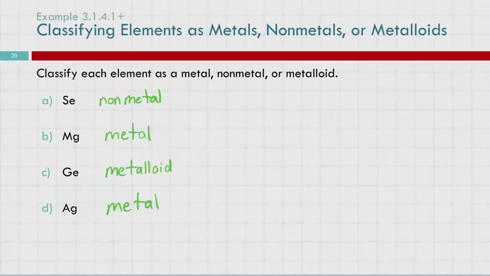Unless it's silicon, I'm probably not going to give you a metalloid on an exam for classifying elements. If I was going to give you one, it would be definitely one of the two spots where it's metals or nonmetals.